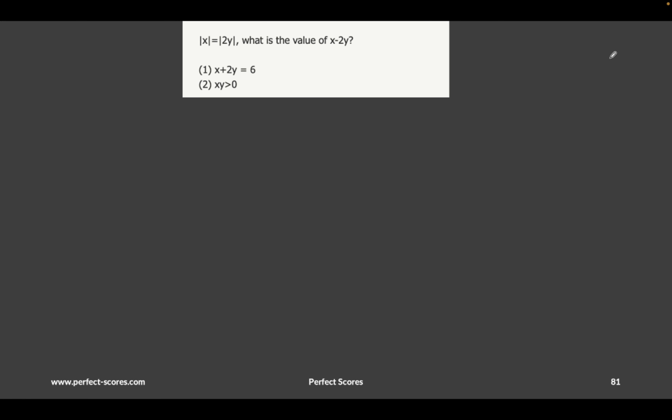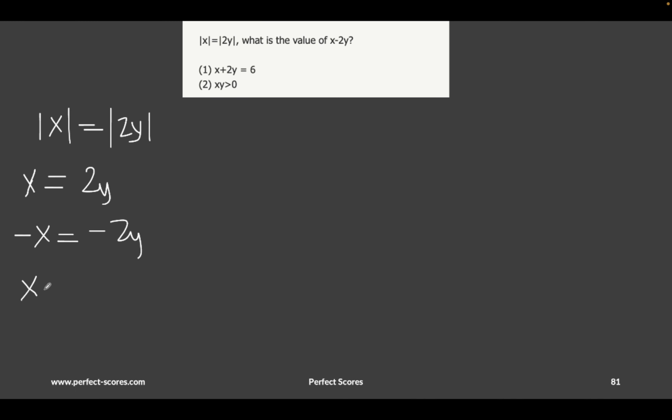Okay, so this question says absolute of x is equal to absolute of 2y. So what does this question stem tell me? Again, you can pause this video and try this question out by yourself. So absolute of x is equal to absolute of 2y. That tells me that either x is equal to 2y, or negative x is equal to negative 2y, or x is equal to negative 2y, or negative x is equal to 2y. So I get all the possibilities that can arise out of this.